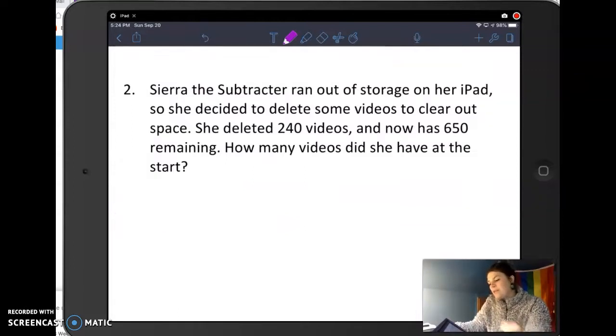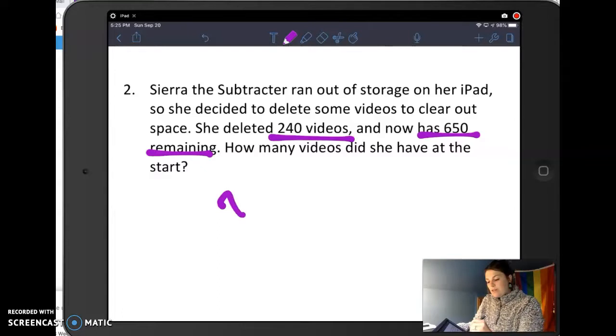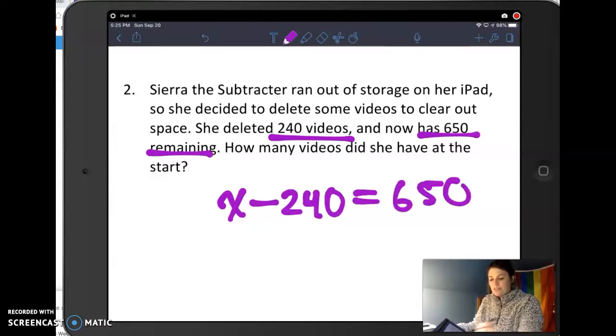So next we have Sierra, the subtractor. She ran out of storage on her iPad, so she decided to delete some videos to clear out space. So she deleted this many videos. Deleted is a subtraction from her total, and she now has 650 remaining. So what's going on here is Sierra had some amount, that's when we use x if we don't know the amount, and she subtracted 240 from it, and she was left with 650.